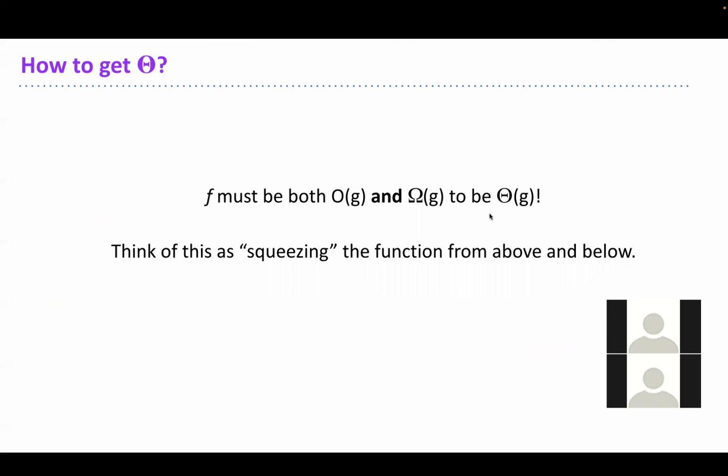All right. So now how do we get big theta, and what even is big theta? In order for a function f to be big theta of g, f must be both big O of g and big omega of g. You can just think of this as squeezing the function from above and below. So the function f has to be both an upper bound and a lower bound. So it's just getting the perfect fit, pretty much.